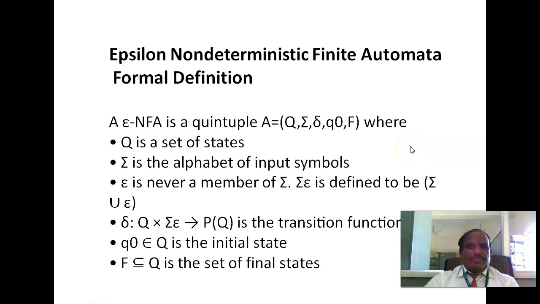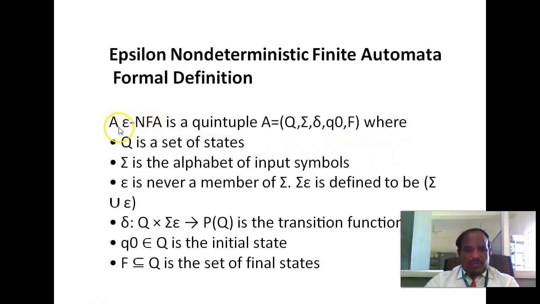Now, the epsilon non-deterministic finite automata. What is the epsilon NFA? Previously, we discussed that finite automata are of two types: deterministic finite automata and non-deterministic finite automata. Again, non-deterministic finite automata has two types: epsilon NFA and NFA without epsilon. The definitions are common for all the finite automata.